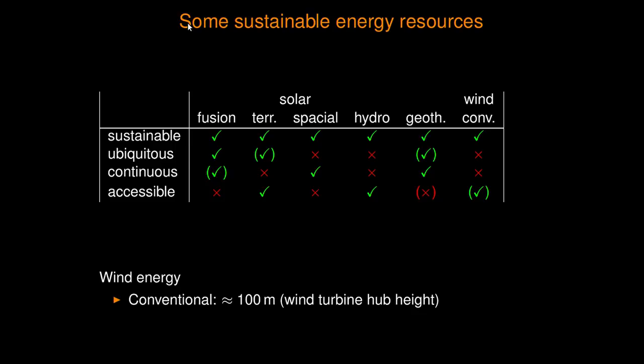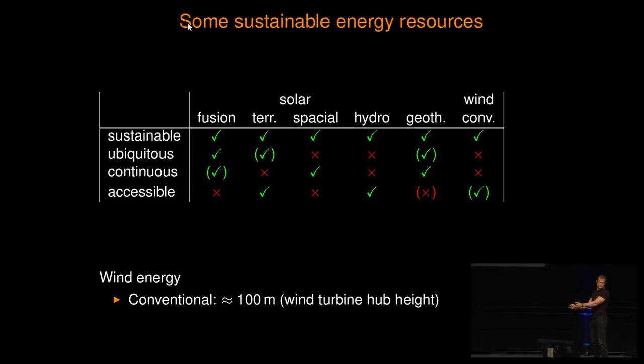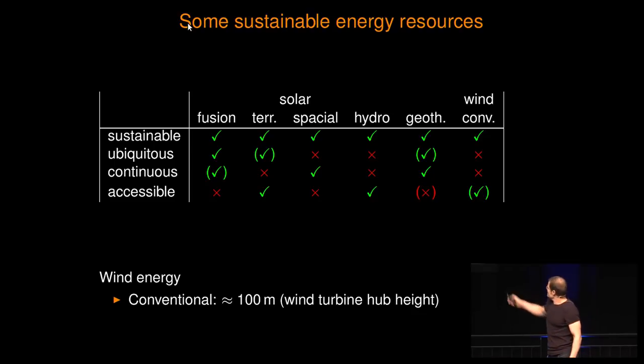items here are not fulfilled by all these different approaches. So for example, the spatial energy is clearly not ubiquitous because you have this beam, as we heard, which is just hitting a certain spot on the Earth, and it is transferred into energy, so you have to distribute this energy. Also, it is not yet accessible.